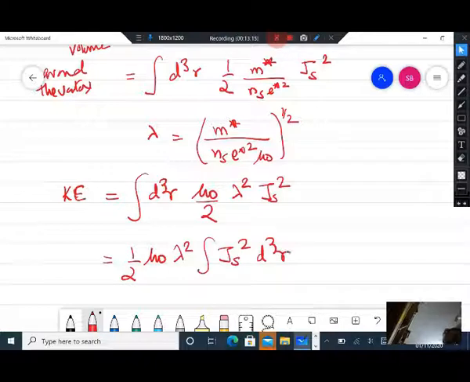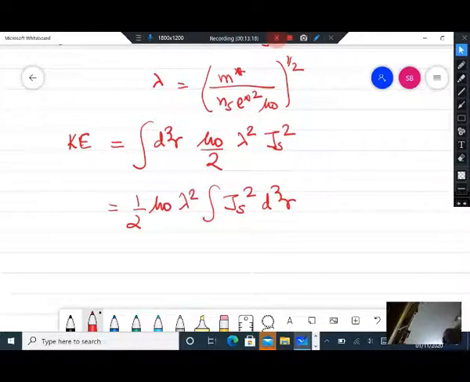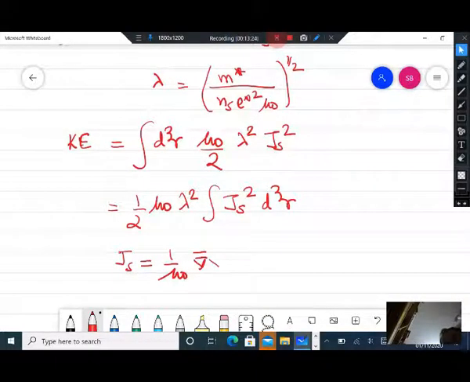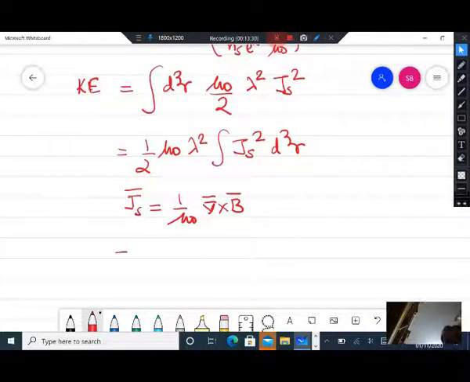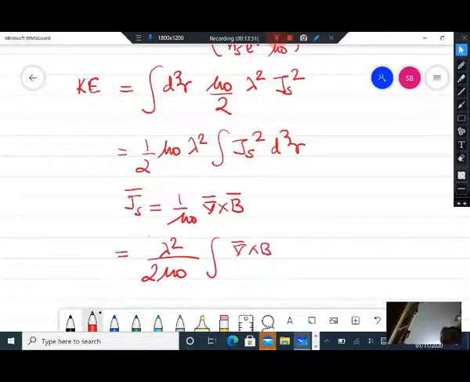and you know that Js is equal to 1 by mu naught curl of B. So this naturally becomes equal to lambda square by 2 mu naught integral of curl of B the whole square d cube r. This is the kinetic energy contribution.